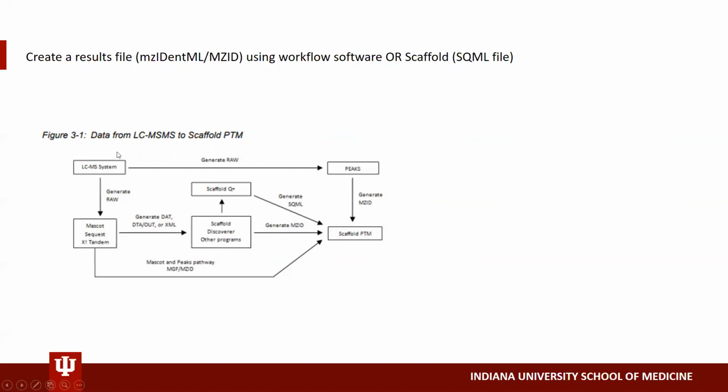So this is, again, a nice schematic of understanding how we do our data processing just with our LCMS system, which generates raw files. And you can use systems such as Peaks, which we'll talk about in the next module, or any database search engine to get some results, which can be further filtered for FDR cutoffs, and then load this into Scaffold PTM.